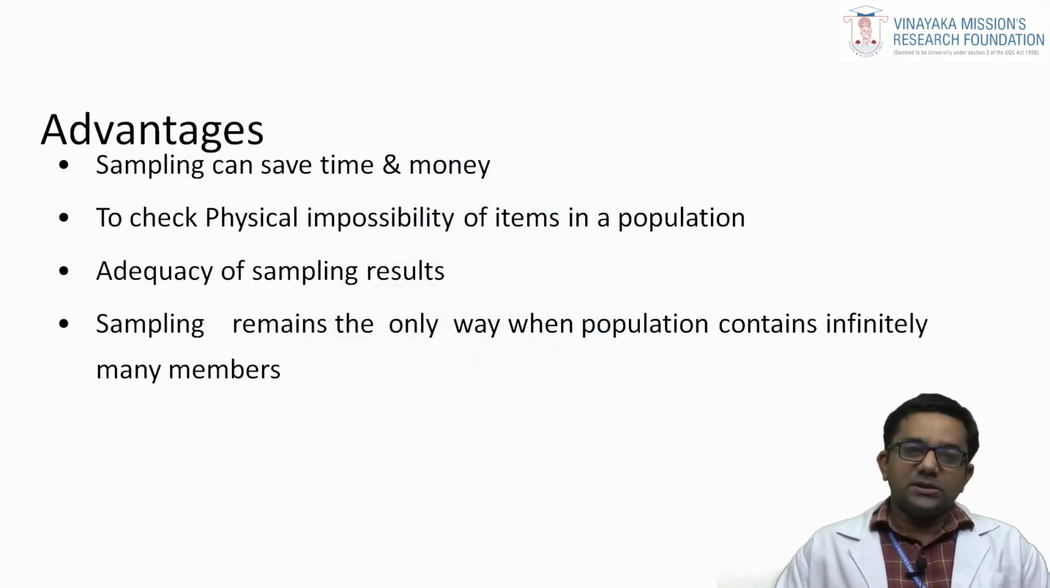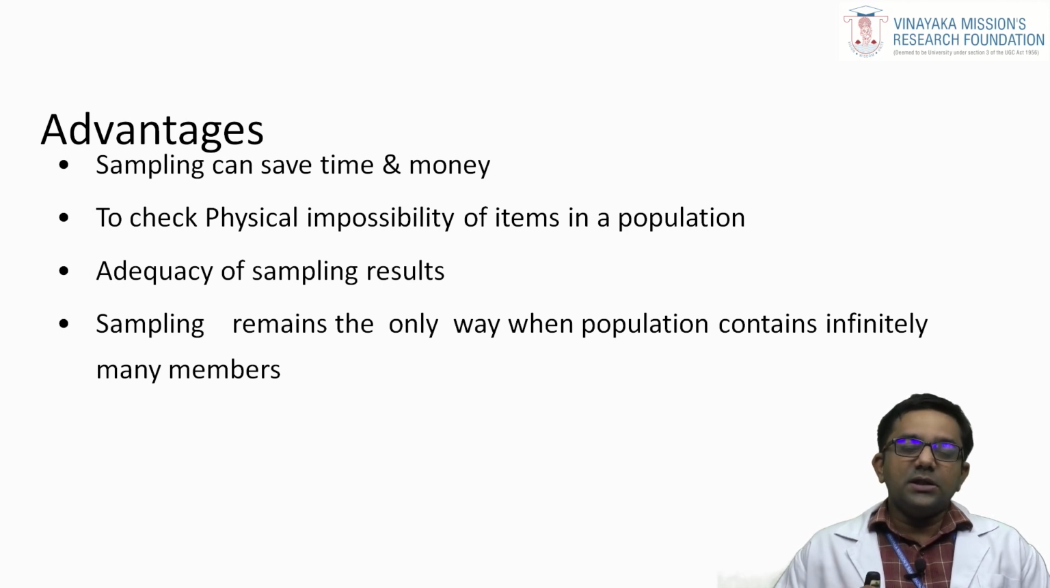So, what are the advantages of this sampling procedure? Sampling procedures usually save time and money, they address the physical impossibility of checking all items in a population, they help attain adequacy of sampling results, and sampling remains the only way when the population contains infinitely many members. When the population is huge, you cannot go and see all the individuals. So, you collect a sample out of it. That is the advantage of sampling. Later, after the study is completed, you can extrapolate the findings of your study to the whole population.